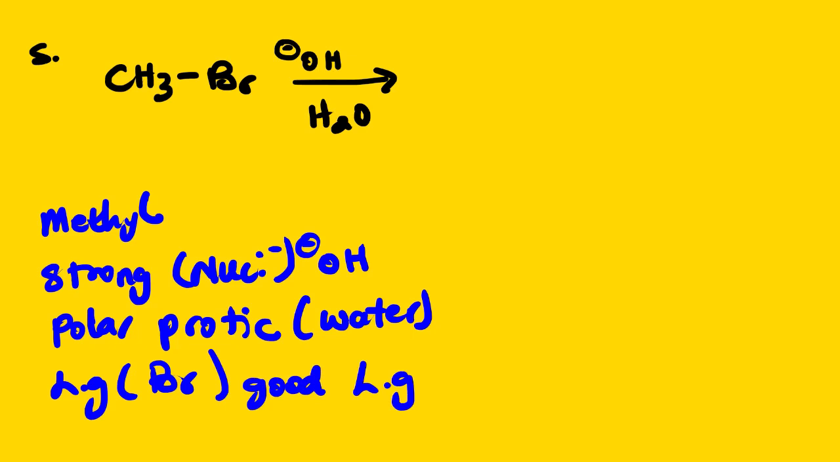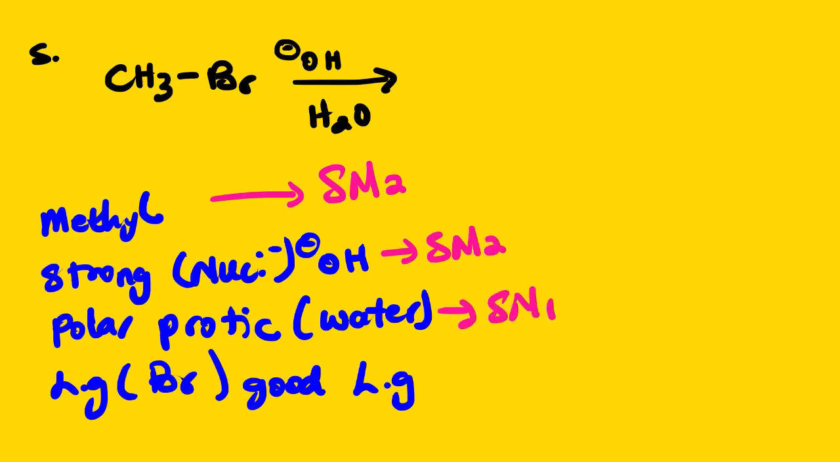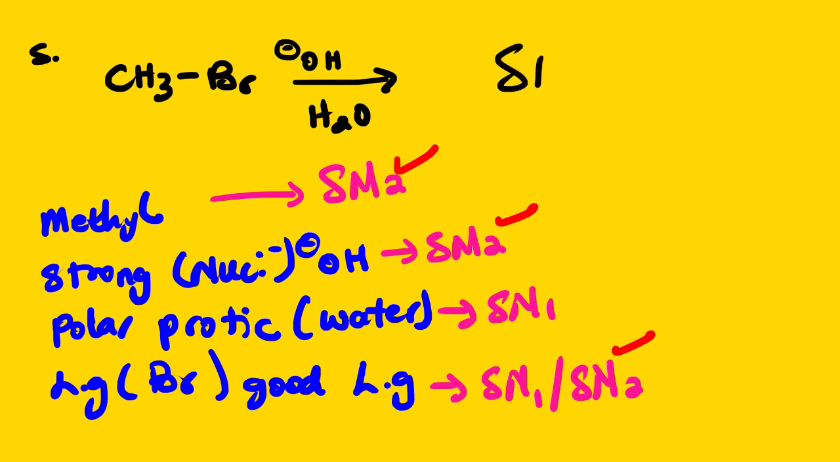Then from here we can decide. Our analysis for methyl favors SN2. Strong nucleophile favors SN2. Polar protic is under SN1. Then the leaving group can be SN1 or SN2. Like the previous example, we have 1, 2, 3. So it's 3 against 2. Then we can say this is an SN2 nucleophilic substitution reaction.